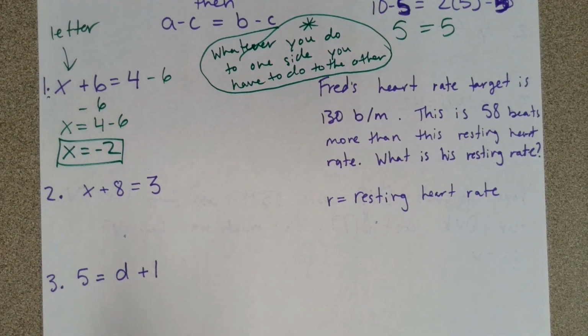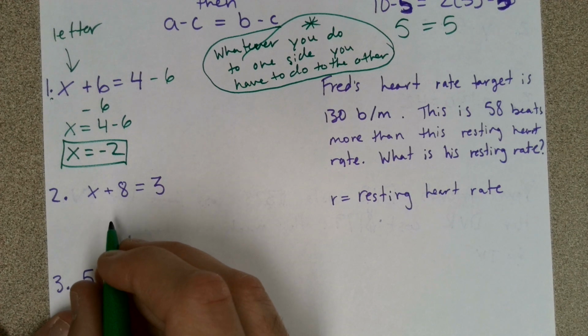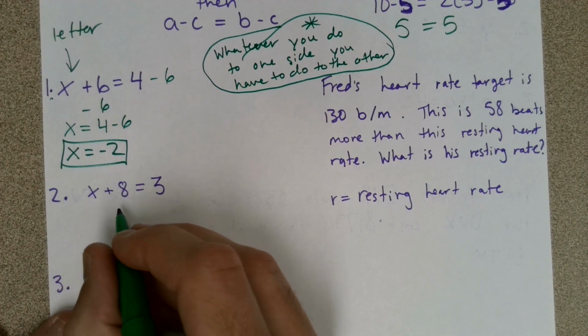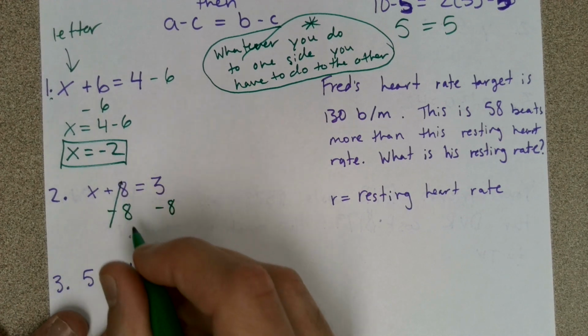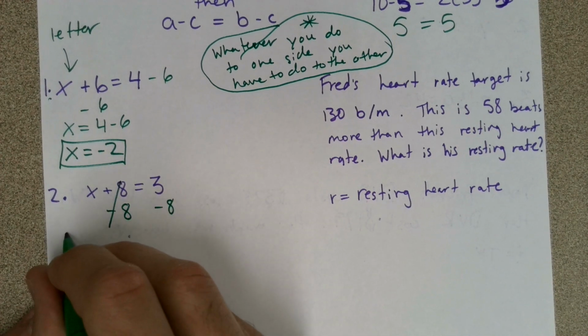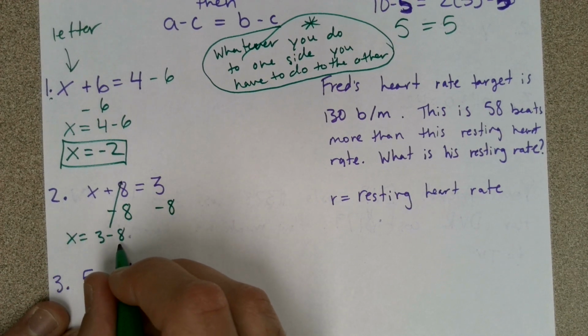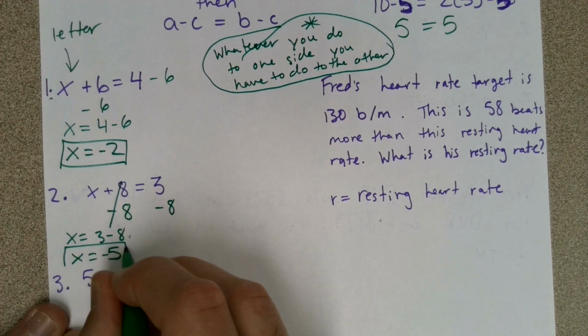Same thing. We have x plus 8 equals 3. We have to get this variable by itself. In order to do that, we're going to do the opposite of plus 8. We're going to do minus 8. Minus 8 from each side. These two cancel out. Leaves us with x equals 3 minus 8. We have more negatives than we do positives, so I know that x can equal -5.